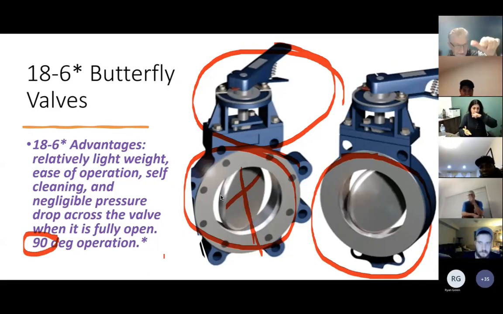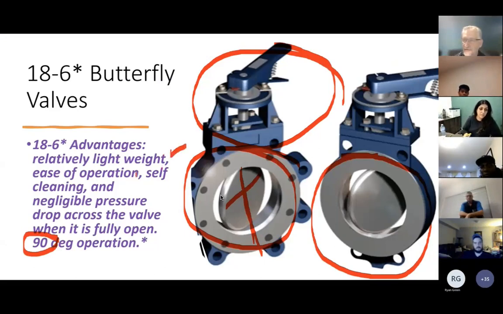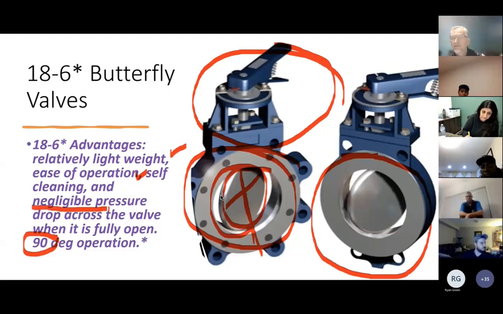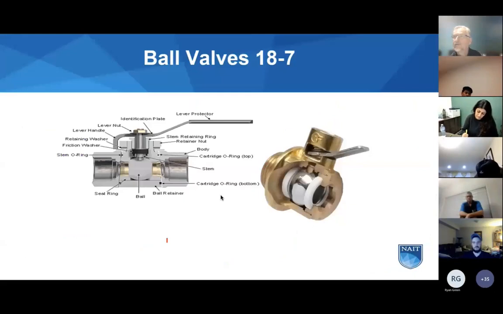An exam question might say half turn, and most people pick half turn. Okay, ball valves and butterfly valves, quarter turn operation. Butterfly valves are also lightweight and easy to operate because of the 90-degree operation. Self-cleaning, there's not a lot of resistance to flow. So that means negligible pressure drop across the valve when fully open. And I've seen them used for throttling and in some cases, not the best for this type of valve, but it can be used for throttling.